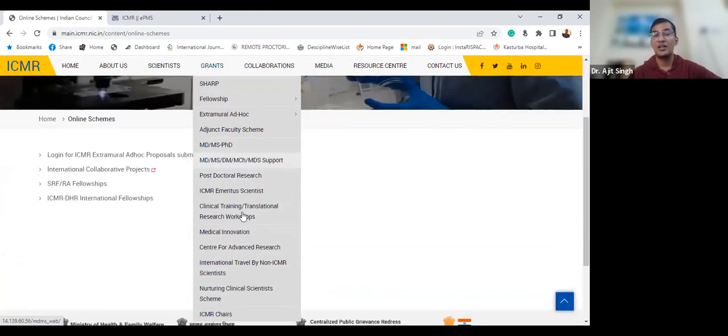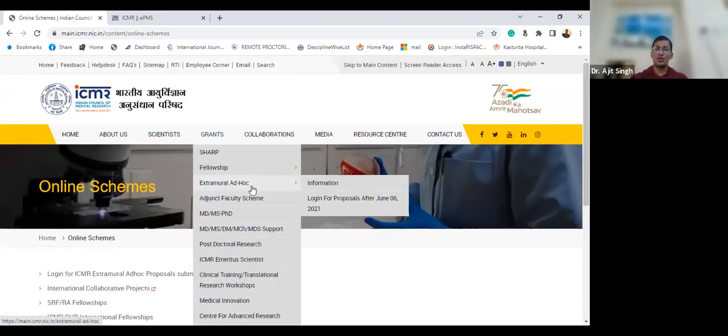There are clinical training and translational research workshop grants, medical innovation grants, Center for Advanced Research grants. Okay, ICMR travel grants, Nurturing the Clinical Scientist scheme grants, ICMR chairs grant. There are different grants, guys. Just go and explore this website.